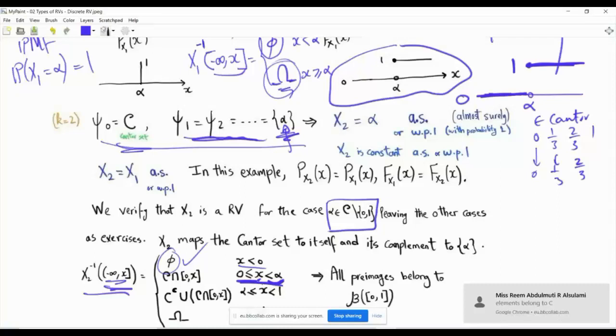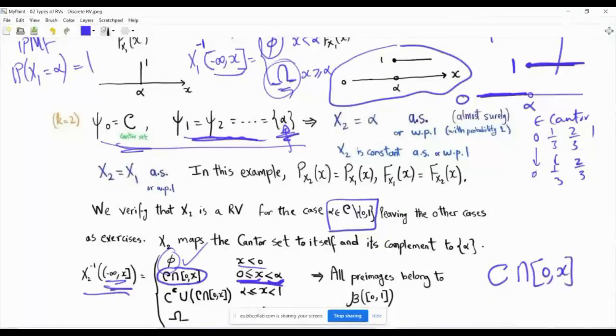Exactly. So those are the Cantor numbers, the numbers in the Cantor set that exist from 0 to x. Okay, so this is basically the pre-image. It's the Cantor set, but not every Cantor number, because here again we stop at x. So this is the intersection of the Cantor set with [0, x]. Okay. So this is the pre-image.